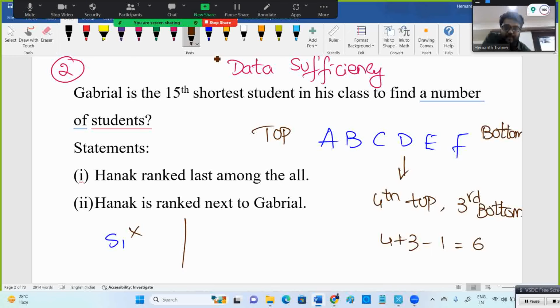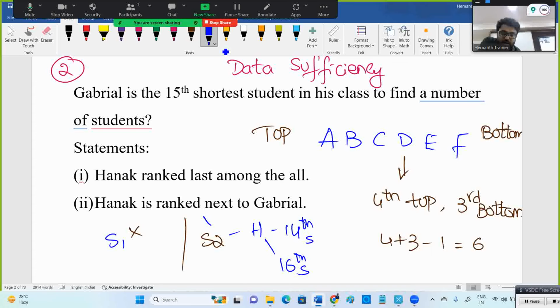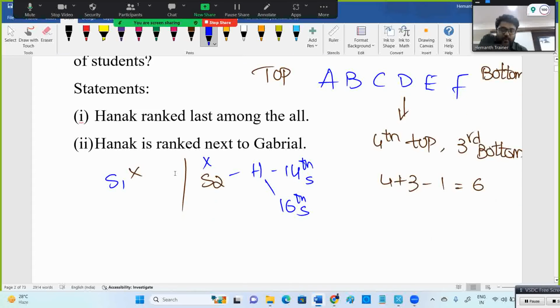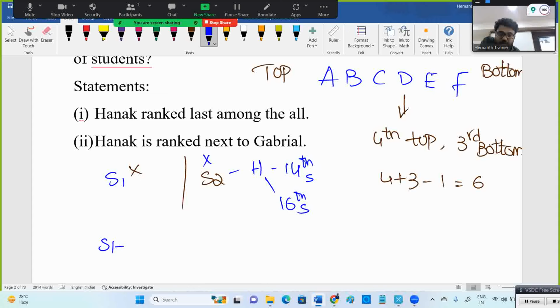Now the statement 2 alone, is it possible? Second one alone. Hanank is ranked next to Gabriel. Means Hanank can be 14th or 16th. From statement 2 alone, don't take 1 now. I'm asking 2 alone. From 2 alone, Hanank can be 14th shortest, or Hanank can be 16th shortest. So statement 2 alone also not possible. Now we have to go for both together.